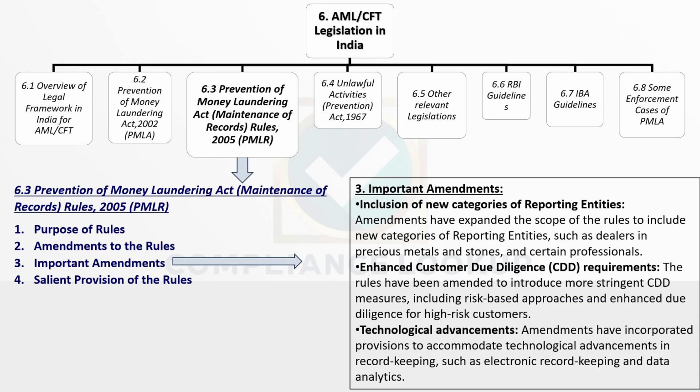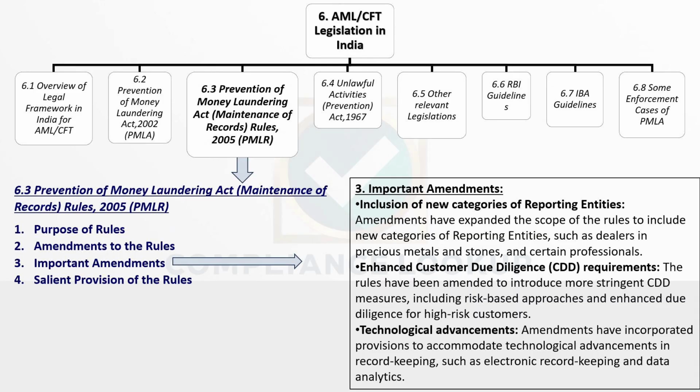Example: a person from a country known for high levels of corruption or terrorism financing would undergo extra scrutiny when opening a bank account in India. The bank would need to verify not only their identity but also the source of their funds. C.